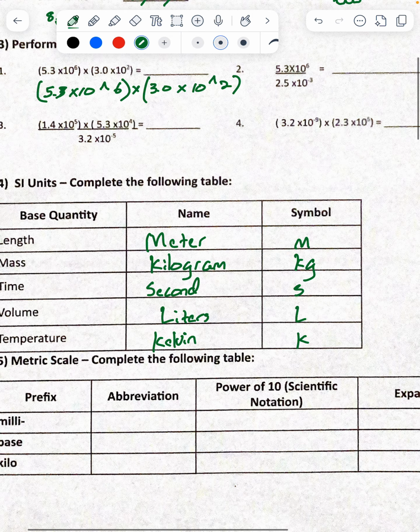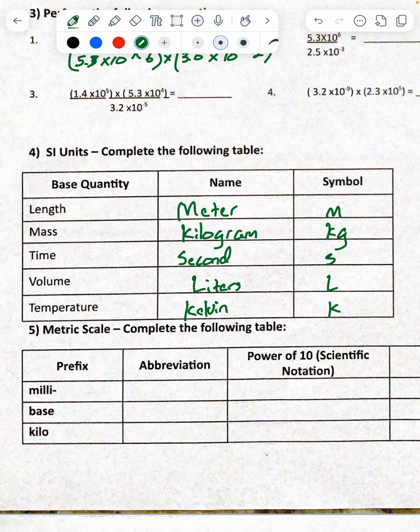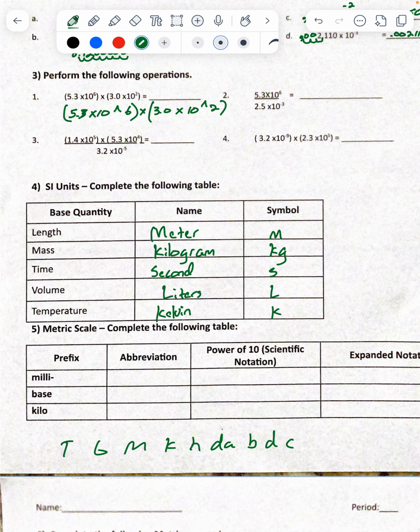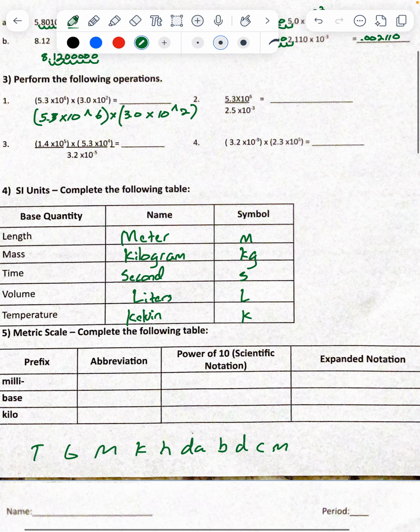Okay, moving on to the next part, talking about metric scale stuff. When you're looking at metric scales, you have tera, giga, mega, kilo, and then the great mighty King Hector, then hecto, and then deca, and then your base unit. Then you have deci, centi, milli, micro, I believe so. That by drinking chocolate milk under no particular fashion. So nano, pico, and femto.